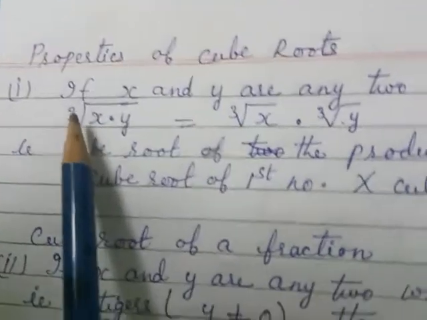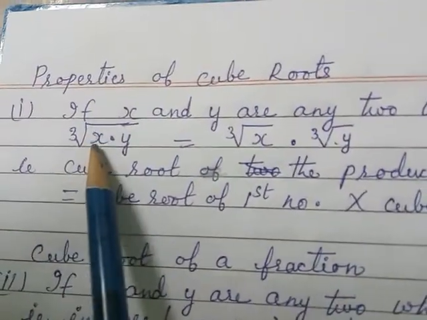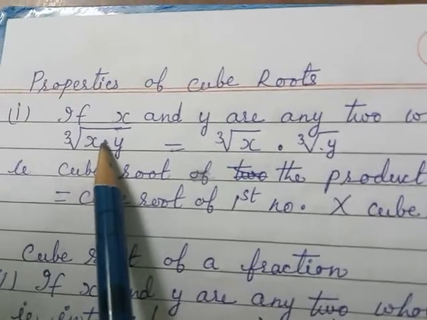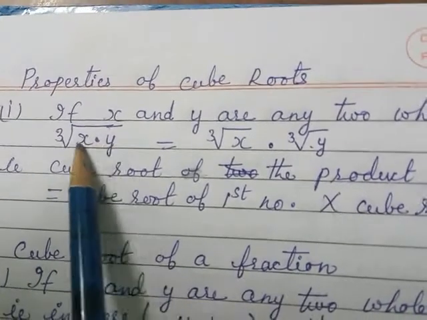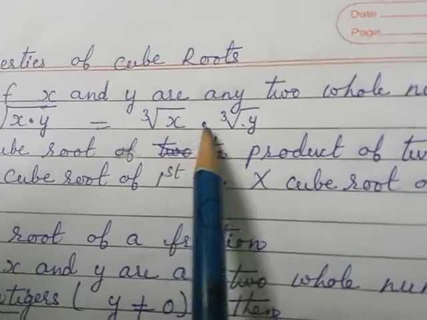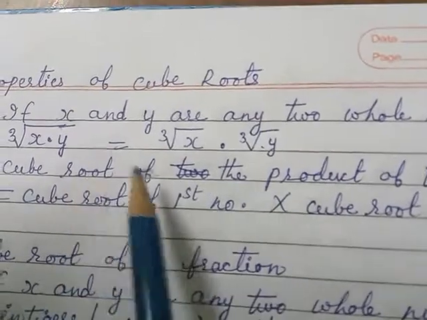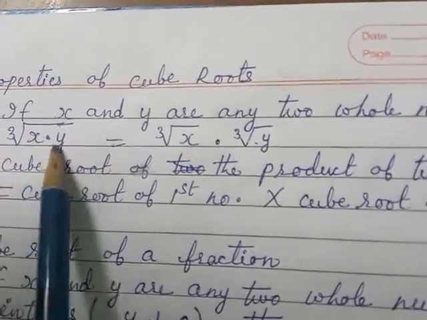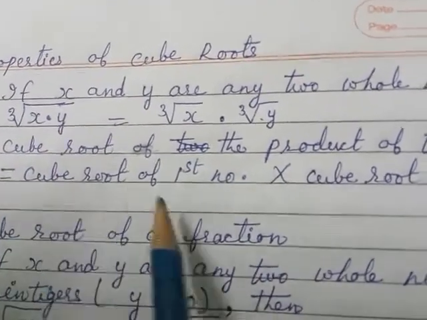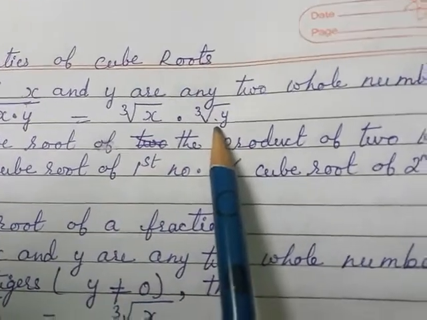First property is that if x and y are any two whole numbers, then the cube root of x dot y, that means the product of x and y, is equal to the cube root of x multiplied by the cube root of y. That is, the cube root of the product of two whole numbers is equal to the cube root of the first number times the cube root of the second number.